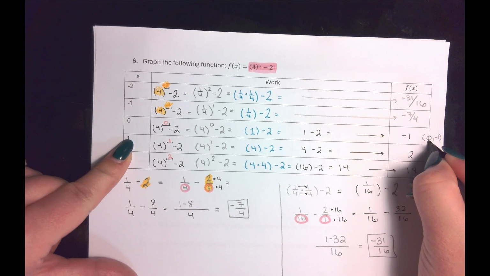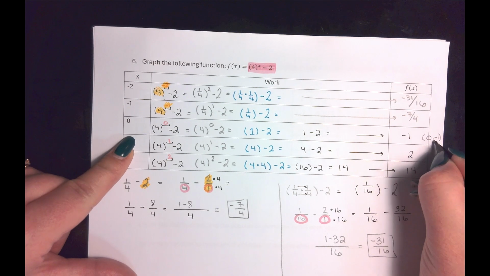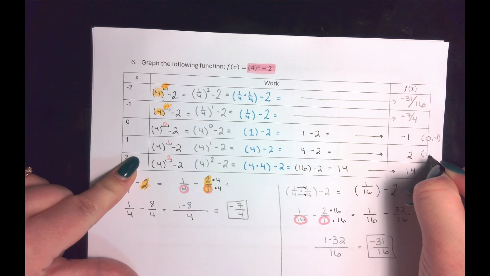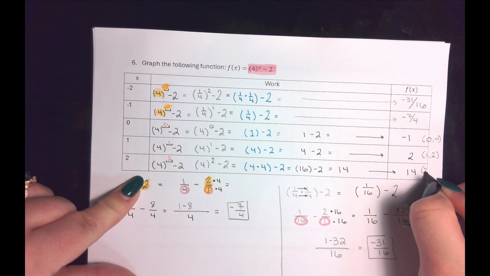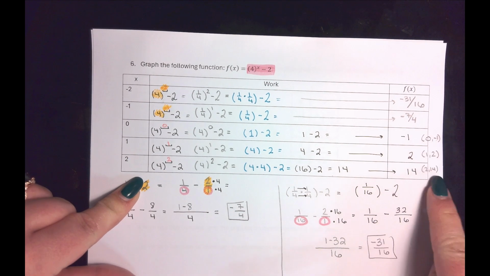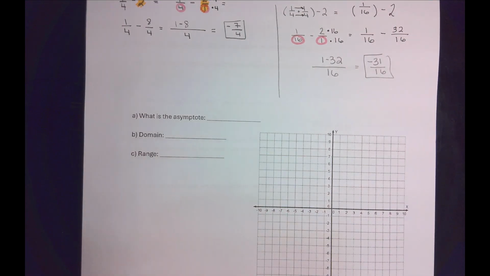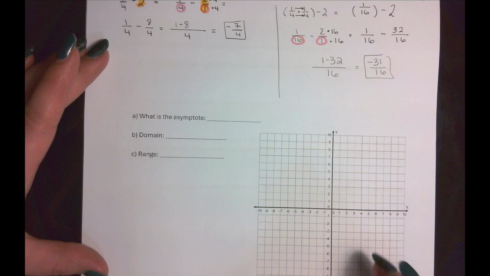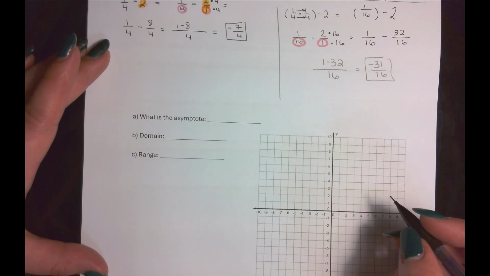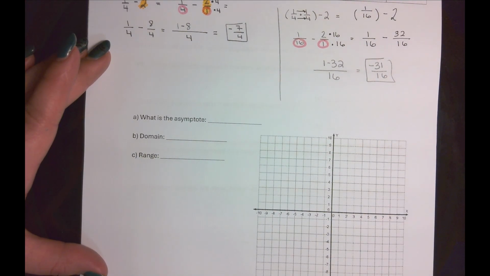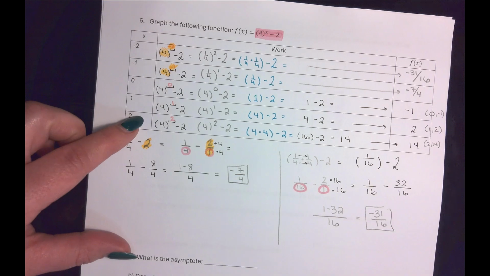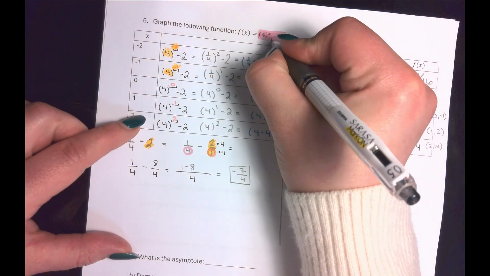Just kidding, that's a 0. Let's try this again. I have 0 comma negative 1. I have 1 comma 2, and I have 2 comma 14. Again, I don't have 14 on my graph here, but that's okay. I can try to guesstimate where that will be. Let's start off with our asymptote. What is our asymptote? Let's go back up here. Remember, our asymptote is our k value.